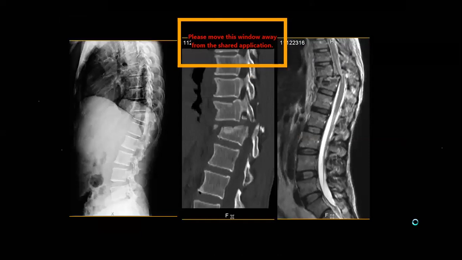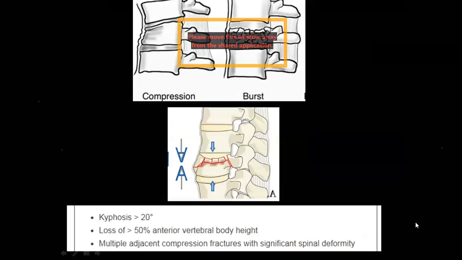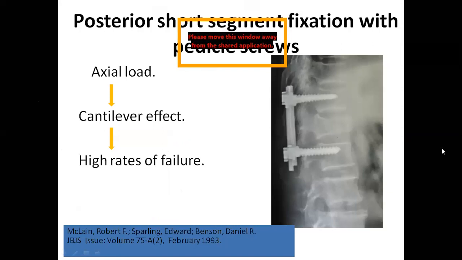So unstable burst fractures are the burst fractures with kyphosis more than 20 degrees or with loss of more than 50% of the anterior vertebral body height. Okay, so these constitute unstable burst fracture. Kyphosis more than 20 degrees, loss of more than 50% of the anterior vertebral body height. So these are unstable burst fractures. So what should we do? We should do pedicle screw fixation.